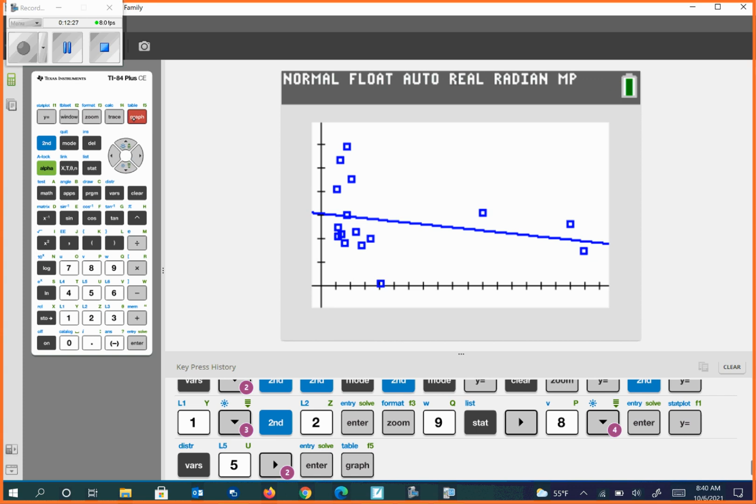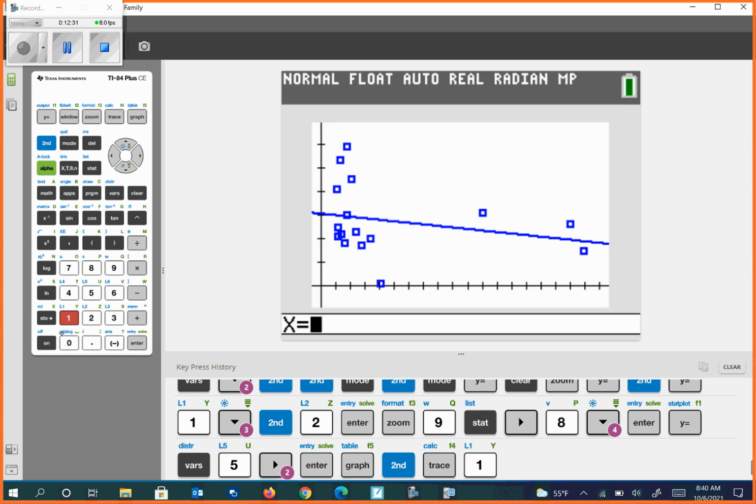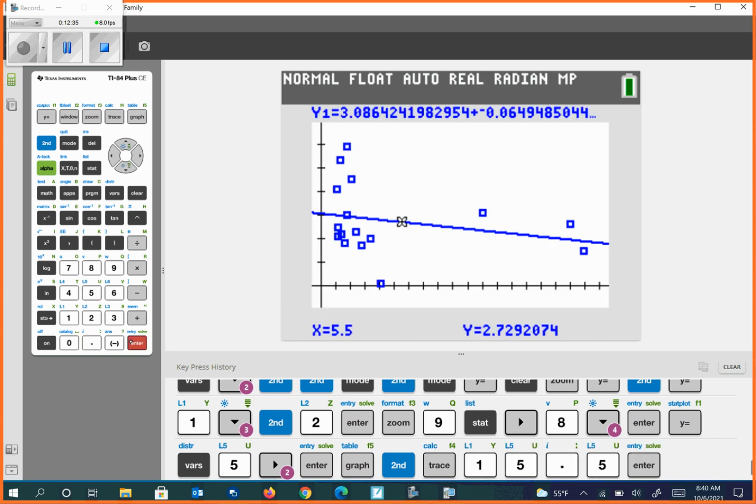And if we want to check an inflation rate, I can go second, calculate. I want an X value of 5.5. So that would say that if you had a GDP of $5.5 trillion for your country, your Y value, your inflation, is at 2.73%, something like that.